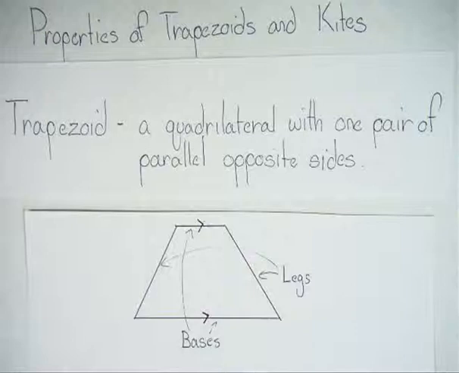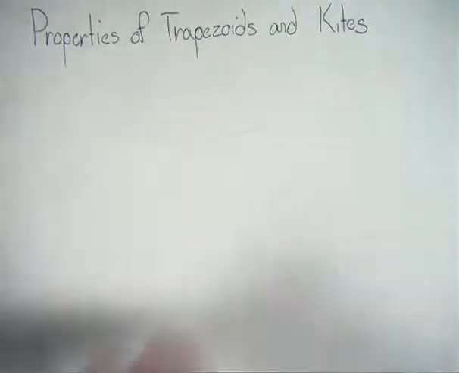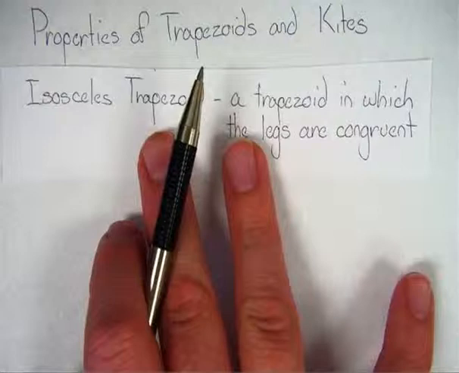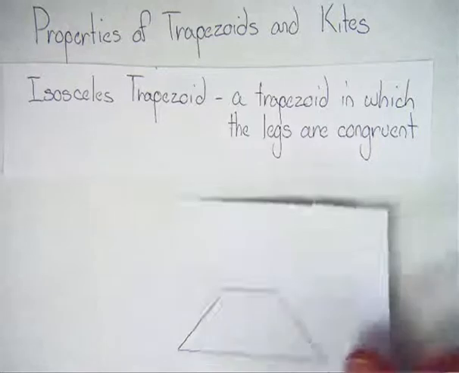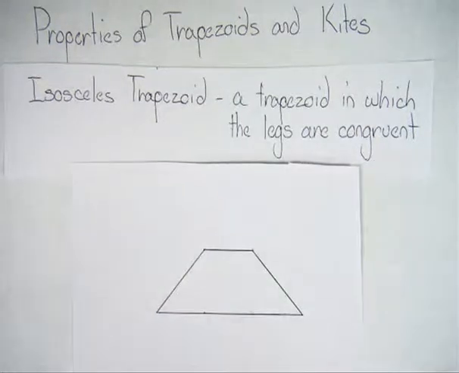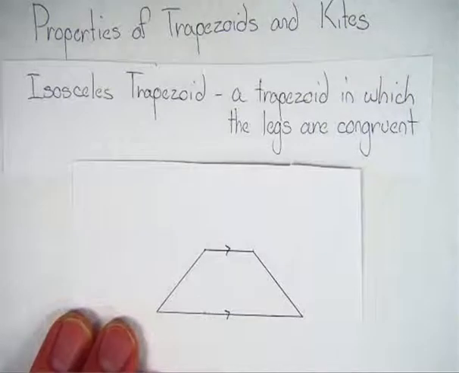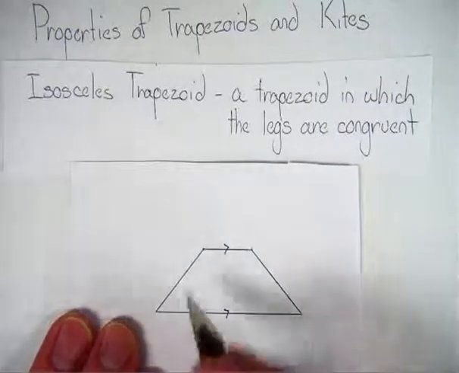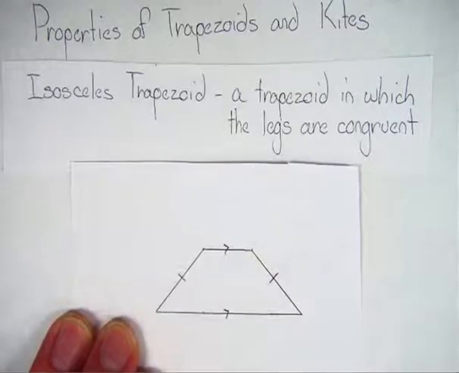Now we can also talk about a particular type of trapezoid. This is still going to be true for all of this, but now instead of having just a regular old trapezoid, let's talk about an isosceles trapezoid. And this is a trapezoid in which the legs are congruent. So we have maybe something that looks like this. It's a trapezoid, so we know these sides are parallel to each other. But since it's isosceles, that means that the legs will be congruent, so we can mark it this way.